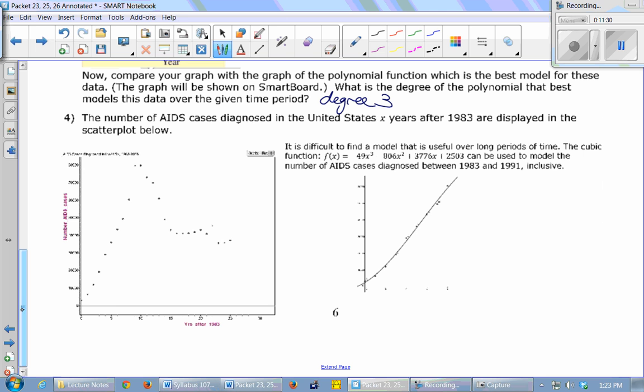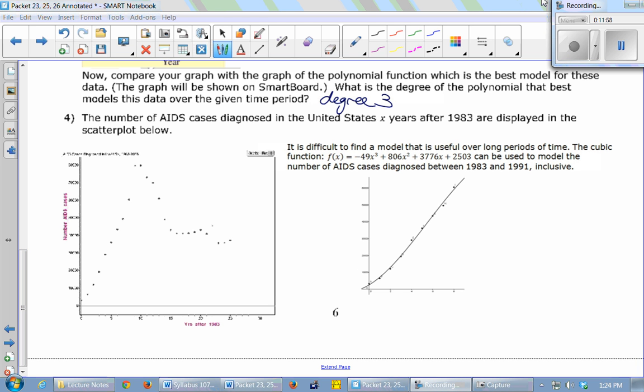All right, so here's another one. We have the number of AIDS cases diagnosed in the United States, x years after 1983, displayed in this scatter plot. So really big increase, we hit a maximum, and then it starts coming down. It's difficult to find a model that's useful over long periods of time. This cubic function, 49x cubed, why is this looking terrible also? Hold on.